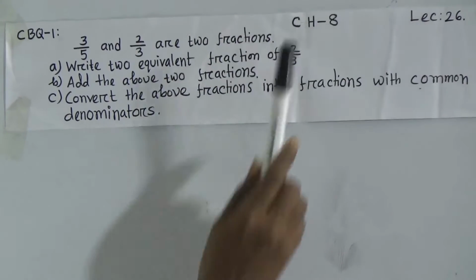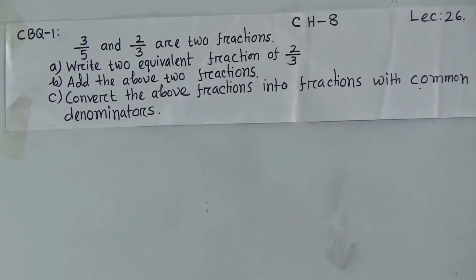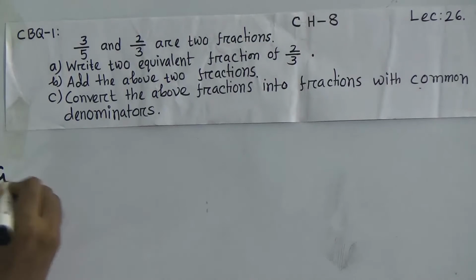CBQ 1. 3 by 5 and 2 by 3 are two fractions. A: Write two equivalent fractions of 2 by 3. B: Add the above two fractions. C: Convert the above fractions into fractions with common denominator. Okay, write the A number.